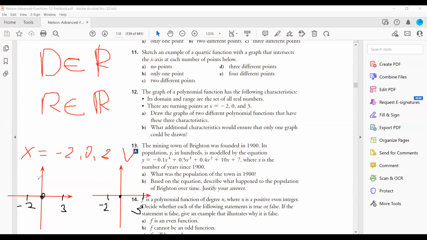So let's make a drawing. If we have a turning point at -2, let's say I start from positive infinity, I go to -2, I change direction. Now I have a turning point at 0, I change direction again. Now, wait.